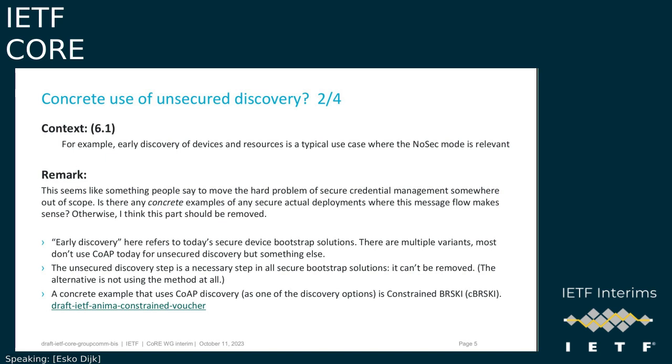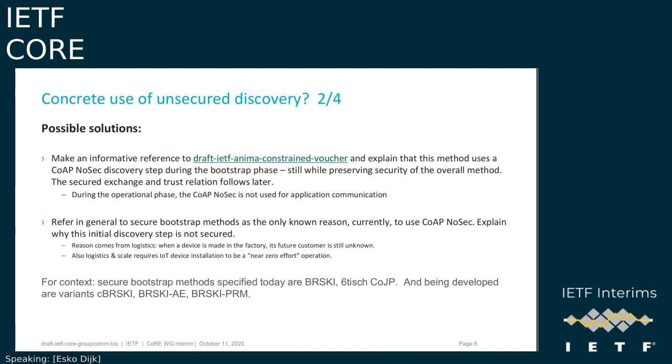A concrete example that uses CoAP as one of the possible discovery options is constrained BRSKI. There's a link put here. We now refer to it as cBRSKI, and the draft name is draft-ietf-anima-constrained-voucher. This is still being developed in the ANIMA working group. So we could actually mention that as a possible solution. That's also the one on top. We can make an informative reference and say that this is a secure method, but it does use a CoAP no-sec discovery step in the very beginning.